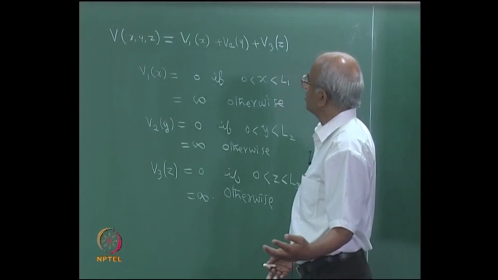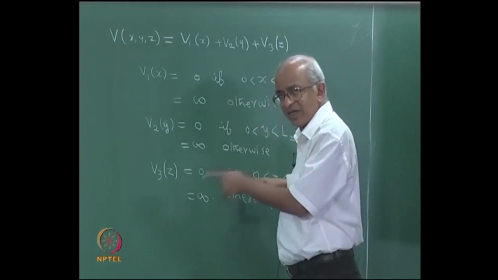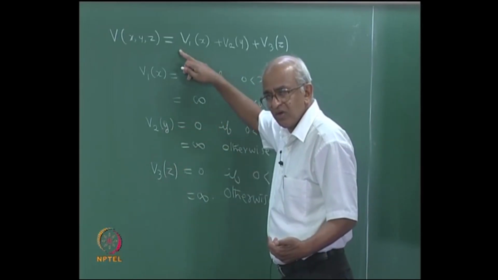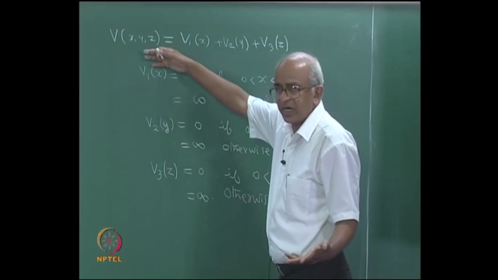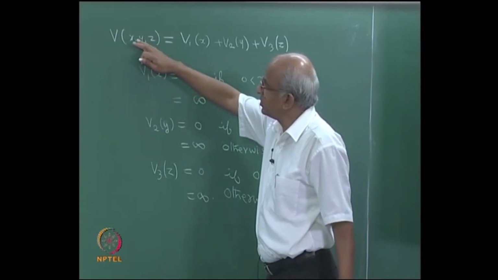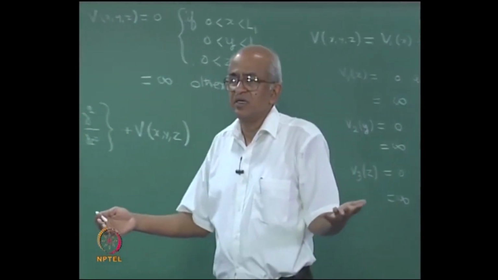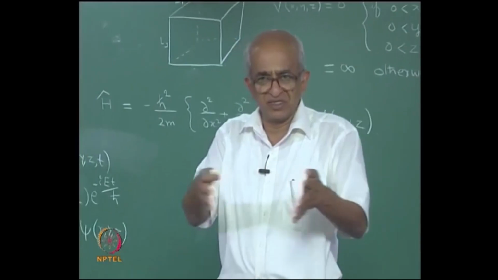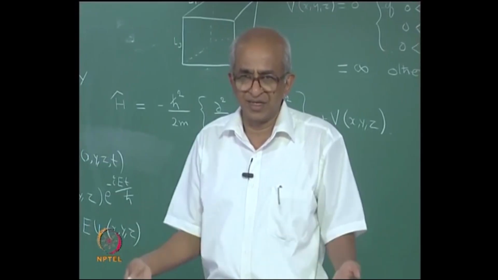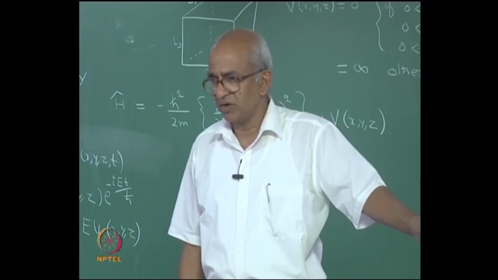Just to illustrate, suppose I say x is not in this range, but y and z are in that range. Then what will happen? V2 and V3 will be 0, but V1 will be infinity, and therefore the net answer that you are going to get for the total potential will be infinity. So it is possible for me to write the potential in this rather simple fashion, and that is very useful because the potential has been separated into 3 separate terms. The potential is written as if it is a sum of 3 separate terms, one depending only upon x, the other depending only on y, and the third depending only on z.